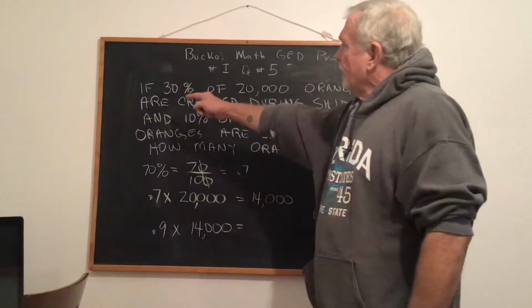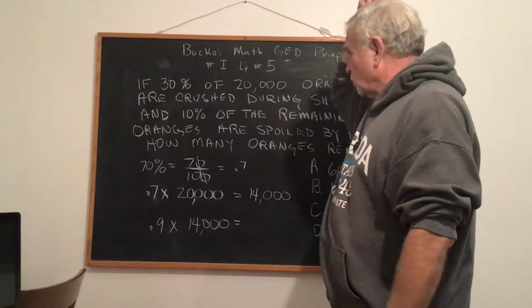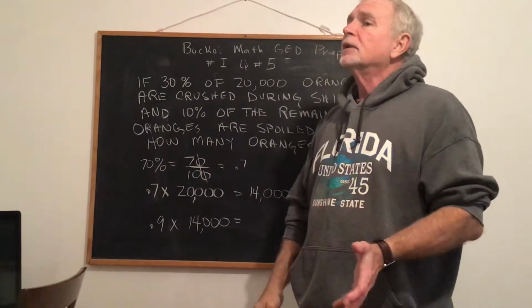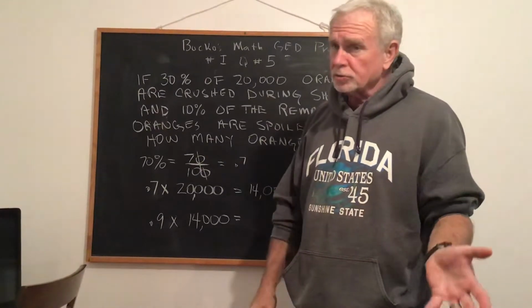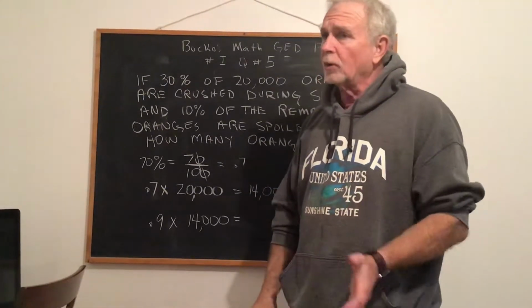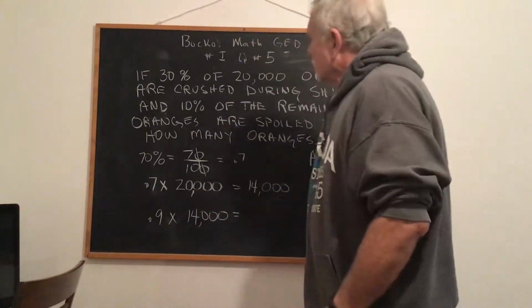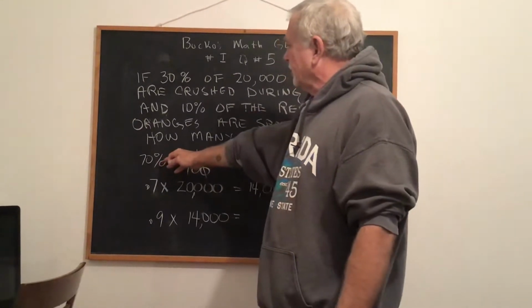All right, instead of saying 30% of the oranges are crushed, could we say, because there's 100% of something, that 70% of the oranges didn't get crushed? Those are the ones that we're talking about. We want to know what's good, not what got thrown out. So instead of saying 30% got crushed, we're going to say 70% are good.